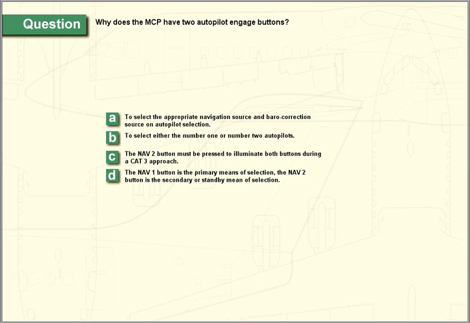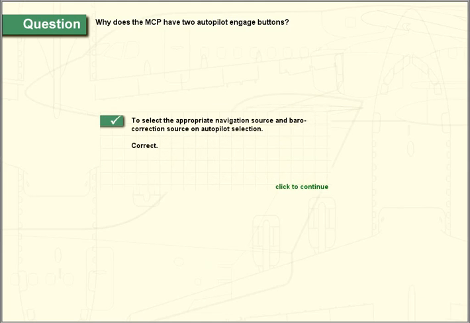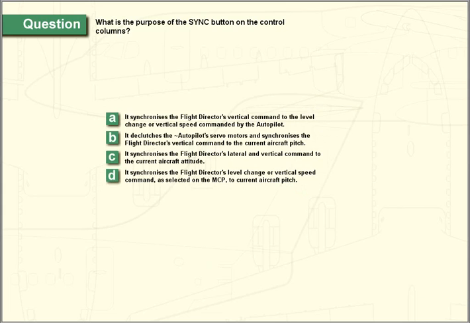Why does the MCP have two autopilot engage buttons? What is the purpose of the sync button on the control columns?